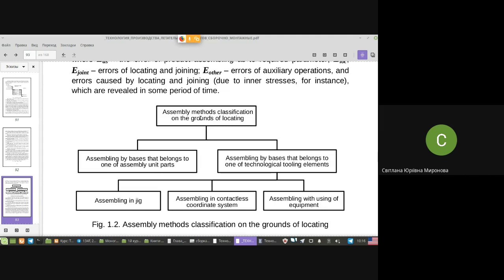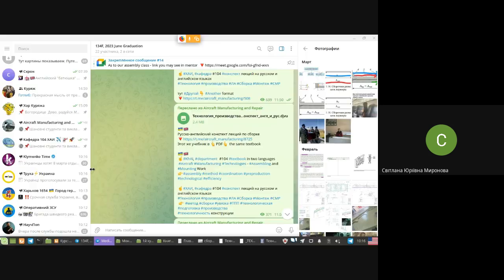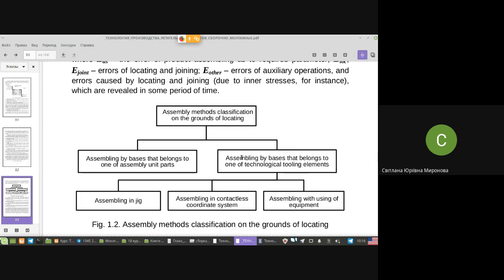Methods classified by locating principle belong to one of the assembly components, and if we compare to our slide, it comes down to this group and to that group. Assembling by basis belongs to one of the assembly component and technological tooling, the last group. Here we see three groups: assembling in a jig, assembling in a contactless coordinate system, and assembling using equipment.